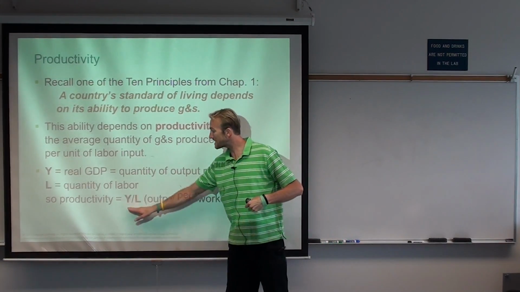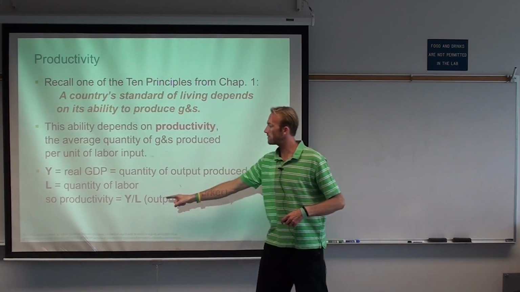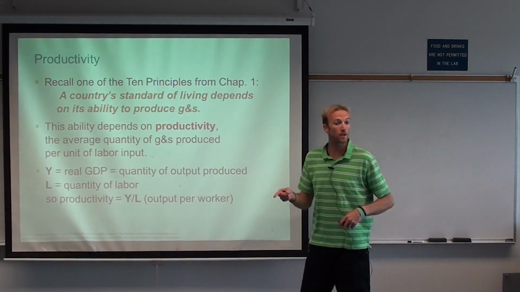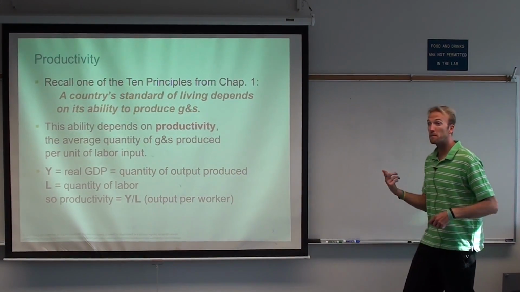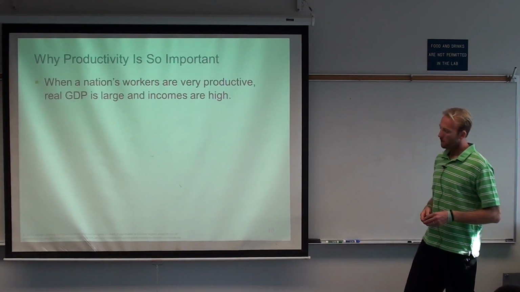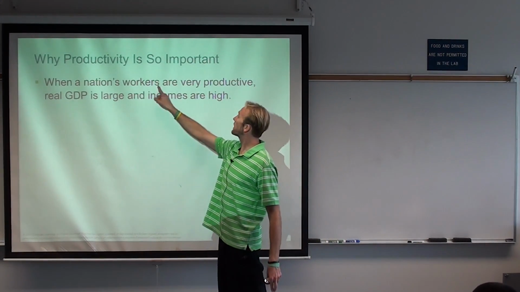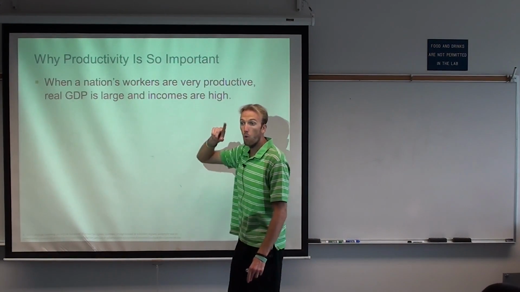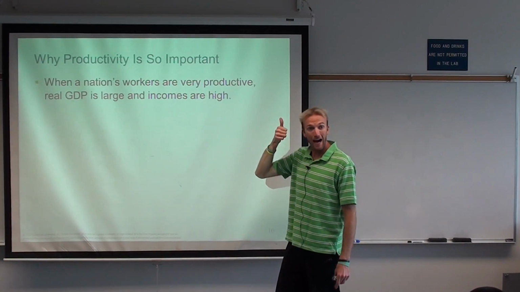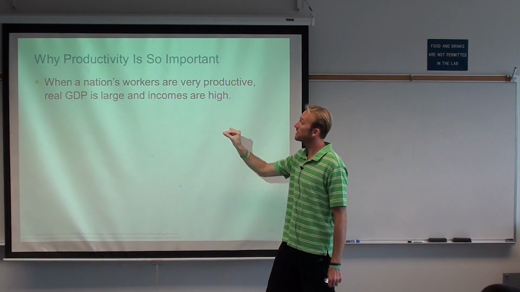So you'll see that this plays a really important role. Knowing the level of output per worker plays a really important role in knowing the level of GDP per person, right? Okay, so why is this so important? Well, this is self-explanatory. When everybody's very productive, meaning that the Y over L is high, every single person is making a lot of goods, right?